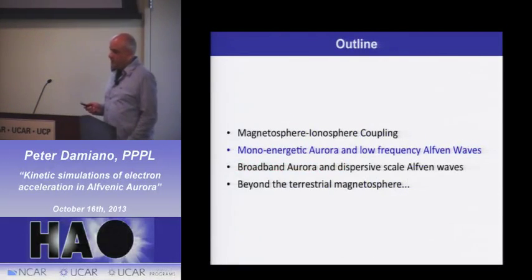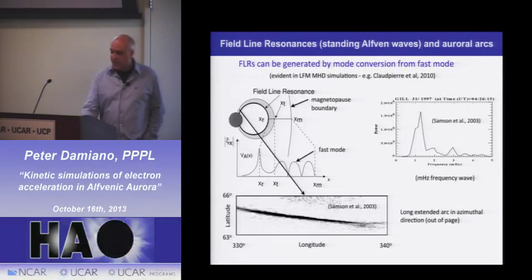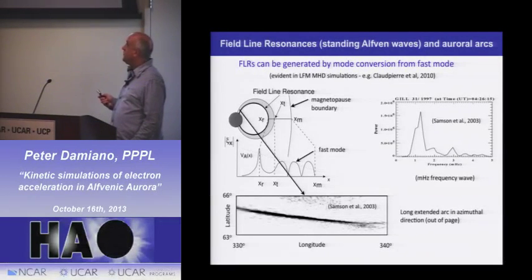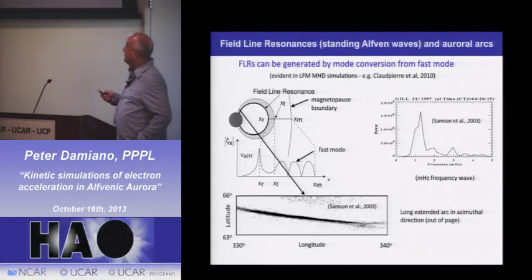So now, with that background, I want to discuss the monoenergetic aurora and low-frequency Alfvén waves. When I say low-frequency Alfvén waves, I'll be referring to what are known as field line resonances. Field line resonances can be the result of mode conversion from fast compressional modes impinging, say there are pressure fluctuations of the magnetopause boundary. You can generate compressional modes that propagate inward. They see an increasing Alfvén wave gradient, and part of this energy can be mode converted into a standing mode along a closed dipolar magnetic field line, which has the same wave number as the incident mode.